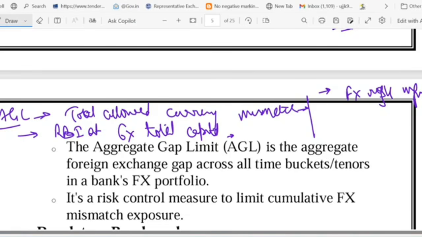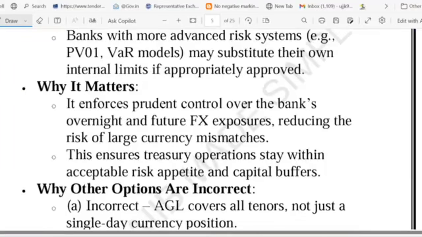And it is used in treasury to prevent excessive foreign exchange exposure. So remember, AGL is your foreign exchange risk boundary. If the bank crosses this boundary, it is like playing cricket without a boundary rope. High risk and no control. I hope that makes sense to you.